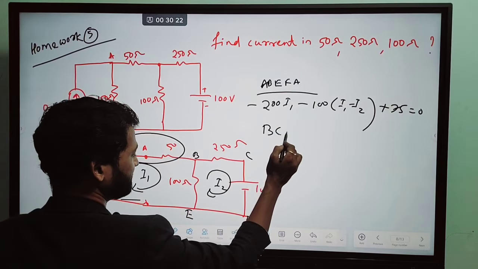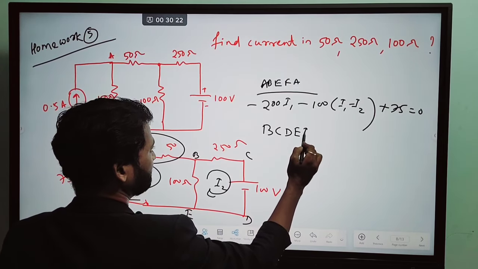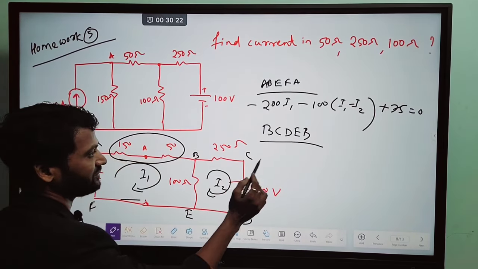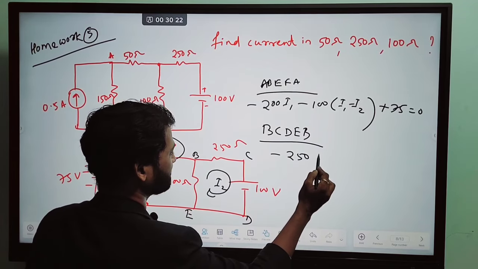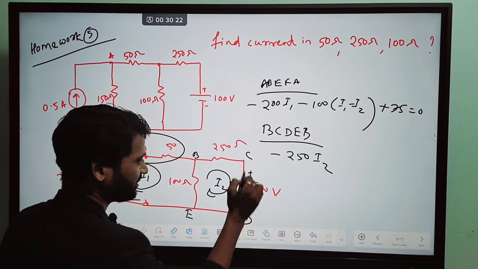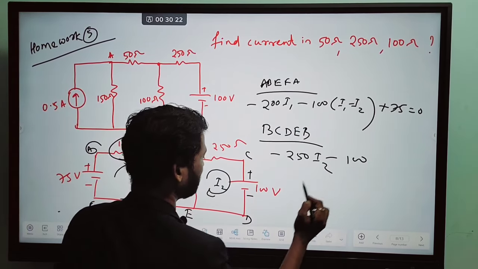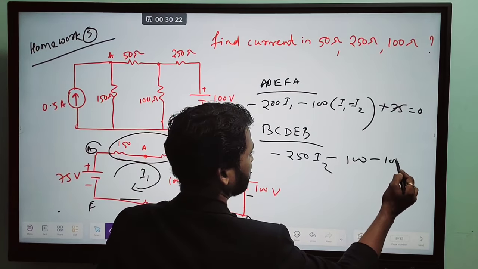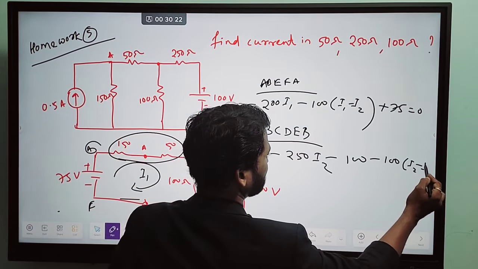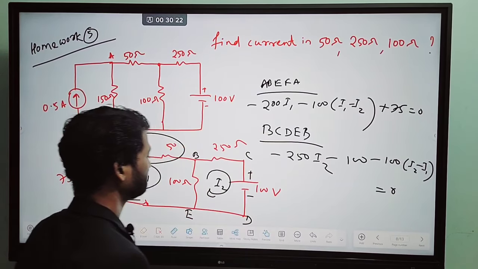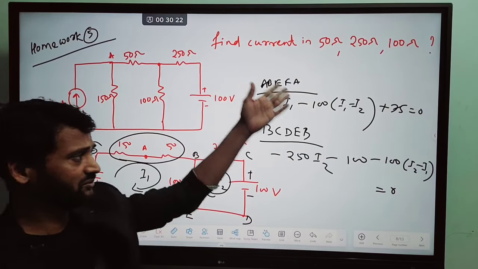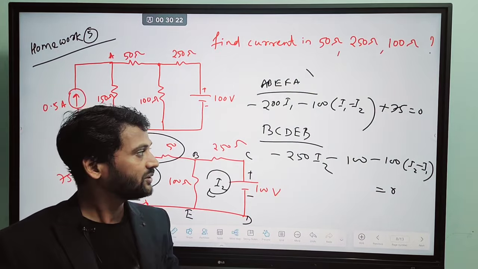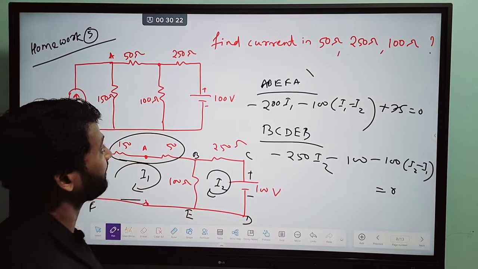Second mesh, dekho, B, C, D, E, B. B to C, matlab potential will be minus 250 I2. So here it is fall in potential, matlab 100, minus 100. D to E, leave it. E to B. So it is minus 100 (I2 minus I1) will be 0. Okay, you have 2 equations. So you solve karo, equation ka solve karo and get this answer.